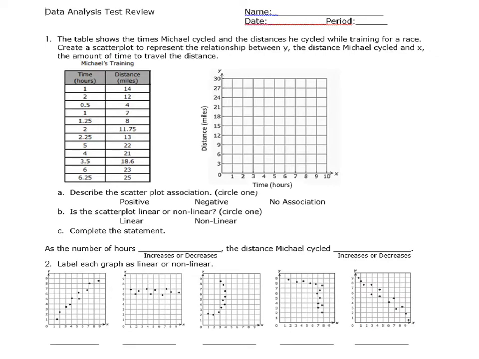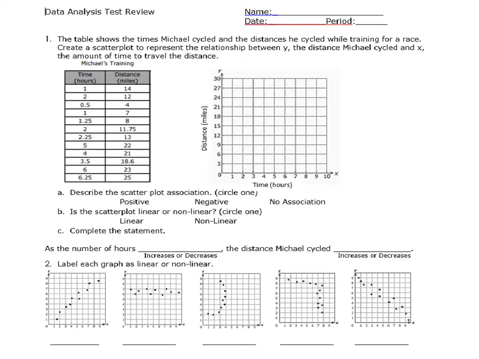Okay, we are going to start our data analysis test review. Number 1, the table shows the times Michael cycled and the distances he cycled while training for a race. Create a scatter plot to represent the relationship between y, the distance Michael cycled, and x, the amount of time to travel the distance. So we have a table that gives us all of our data points, and we're going to go ahead and plot it in the graph.